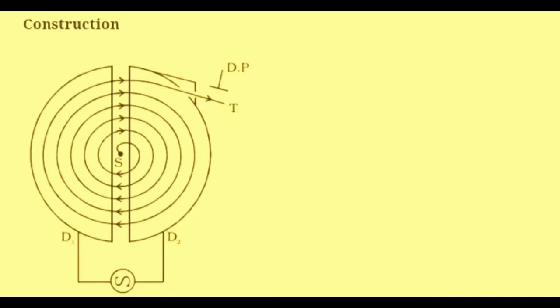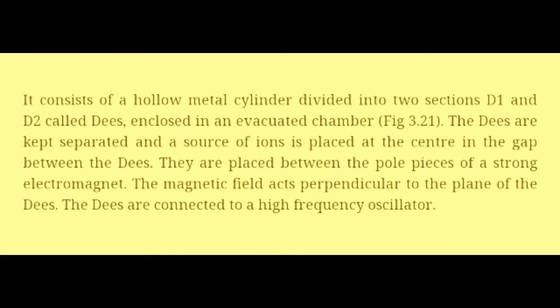Now here you all can see in the figure the construction of a cyclotron. It consists of a hollow metal cylinder divided into two sections, D1 and D2, called Ds, enclosed in an evacuated chamber, as shown in the figure. The Ds are kept separated and a source of ions is placed at the center in the gap between the Ds. So please don't get confused, okay?